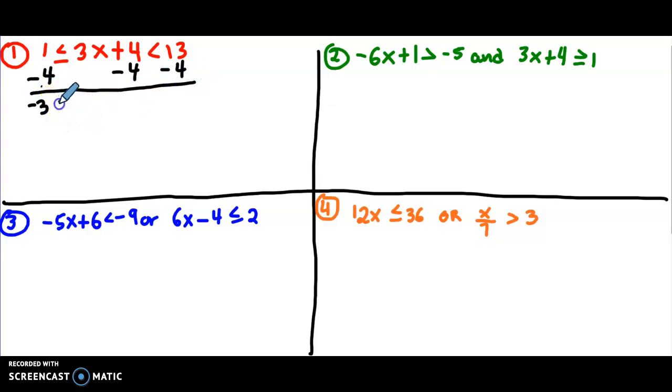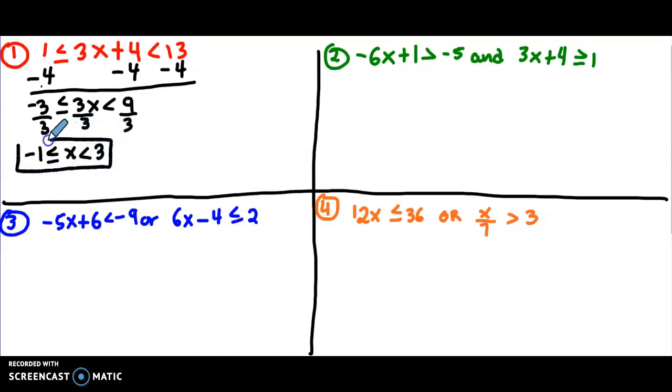Negative 3 less than or equal to 3x, if I clean that up, which is less than 9. My last step is to get rid of the factor of 3, so we'll be dividing all 3 sides by 3. 3 is a positive number, so I don't have to switch anything. Negative 3 over 3 is negative 1, which is less than or equal to x, which is less than 3. I'm going to box this because this is my answer.